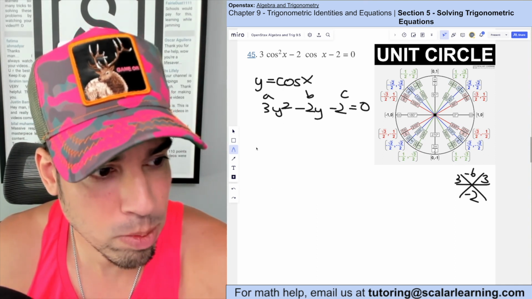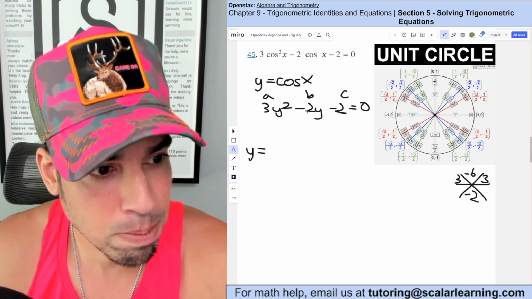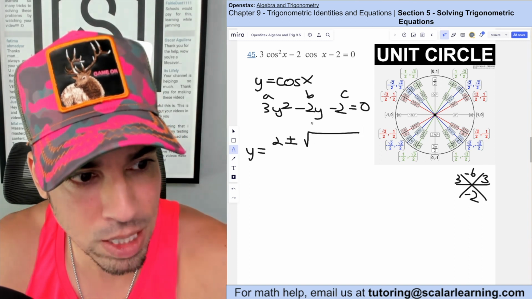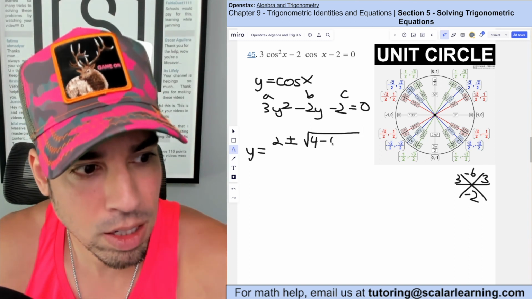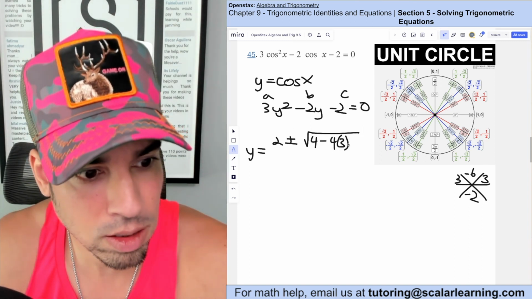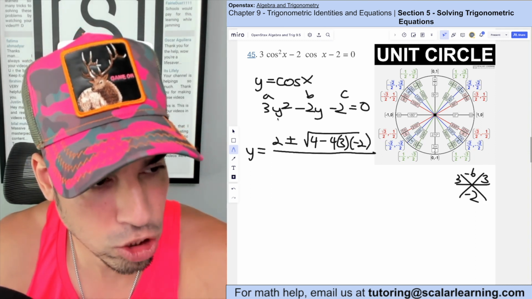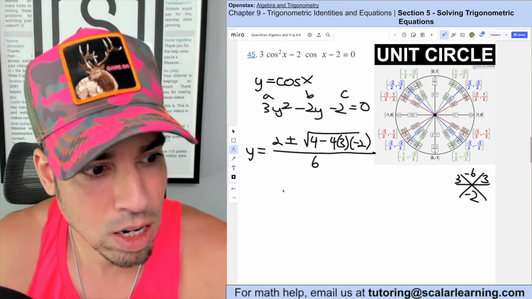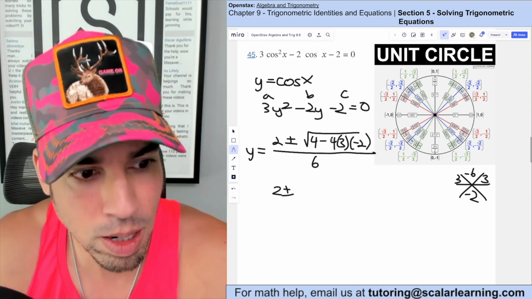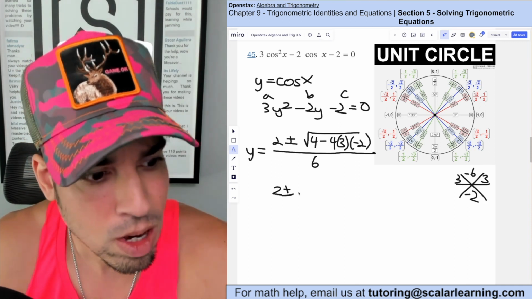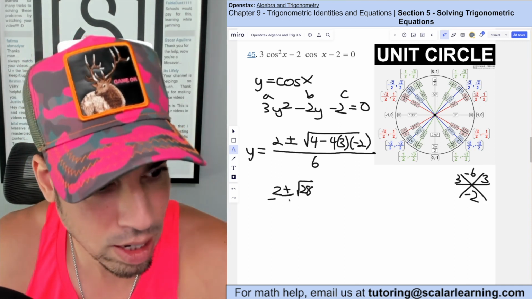So the quadratic formula is negative b, which would be -2, which is 2, plus or minus the square root of b squared, which is 4, minus 4 times a times c, that's -2, all over 2 times a, which is 2 times 3, which is 6, okay? Now, as we simplify this, this becomes 2 plus or minus. These negatives are going to cancel out. 4 times 3 times 2 is 24, plus 4 is 28.